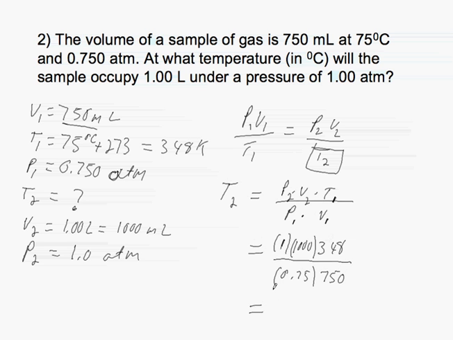When we do that, we're only left with temperature, which would be 619 Kelvin, and in degrees Celsius we would have 346 degrees C. Simply take 619 and subtract 273 from it, and that will give us our answer in Celsius.